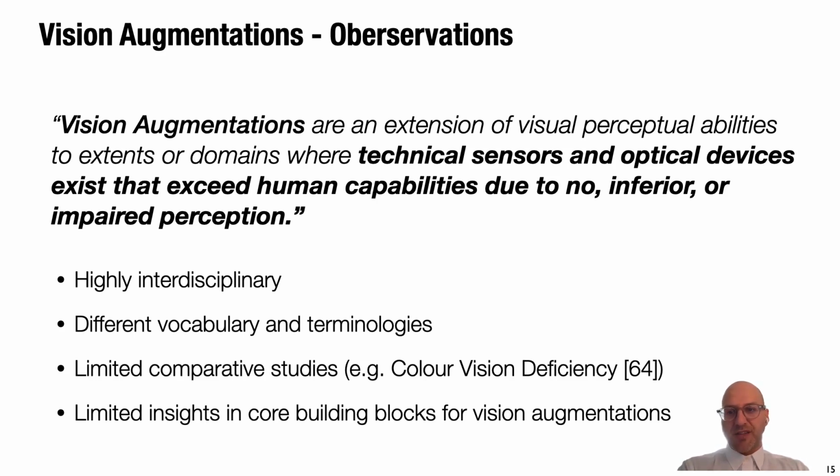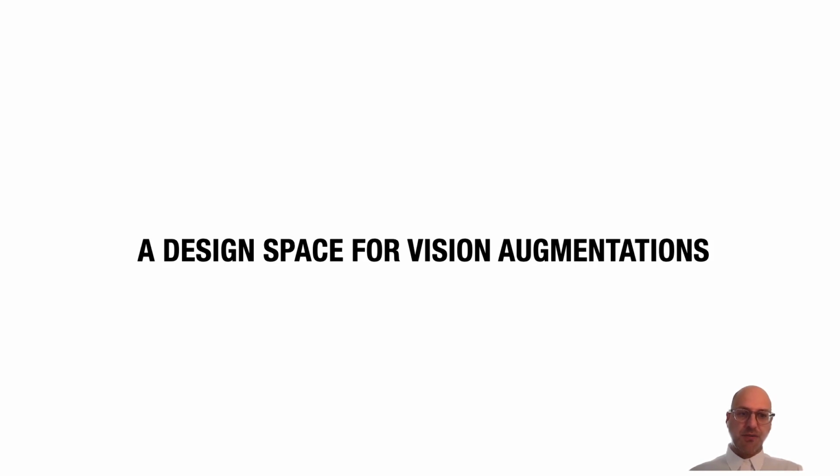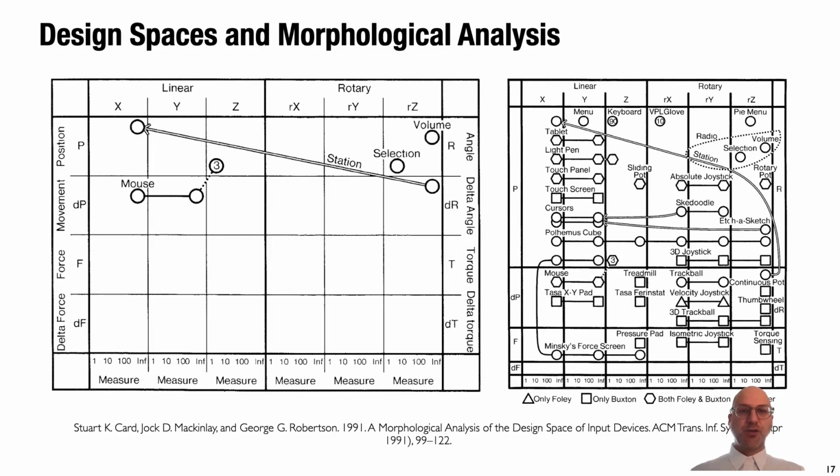We also see, because of that, that quite different vocabulary and terminologies are used. Early works have identified that there's a limited number of comparative studies, for example, for color vision deficiency, comparing different methods for doing vision augmentations. This also is a result of us having quite limited insight into the core building blocks for vision augmentations. So not necessarily do we know how we can actually modulate vision. We only see selective applications of some techniques. And this is the gap that we generally want to address with our work on a design space for vision augmentations. Design spaces are relatively commonly used in human-computer interaction, but also in other fields.